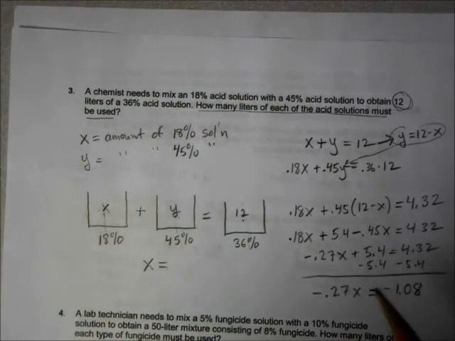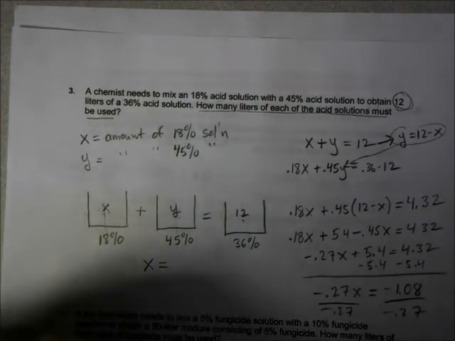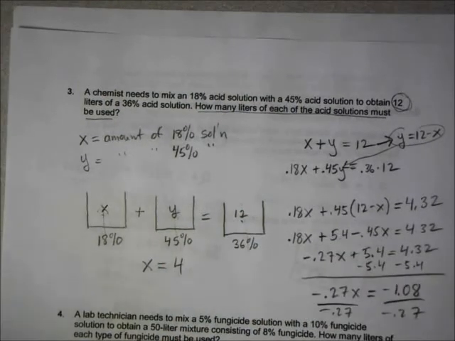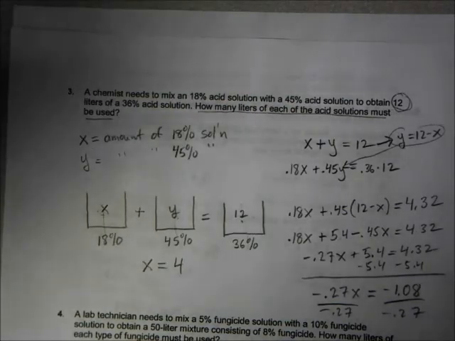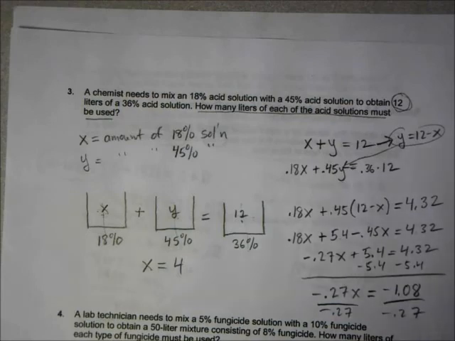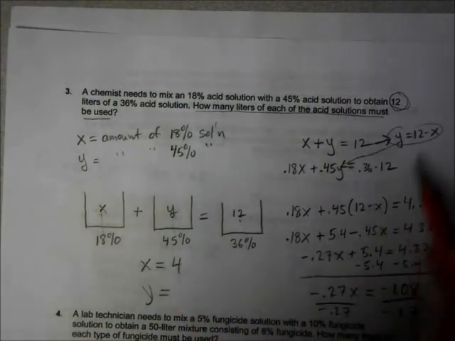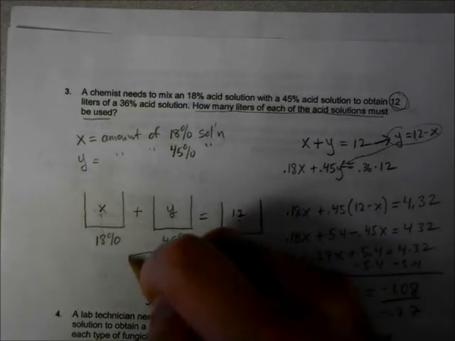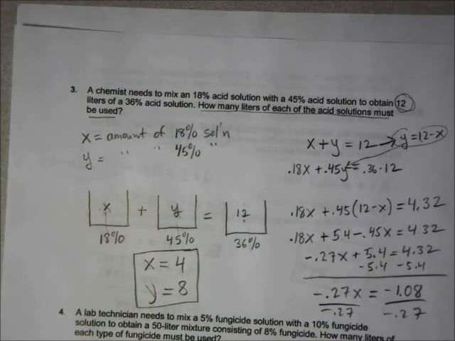So I divide both sides by the negative 0.27. And I do happen to get a nice number. X is 4. But on a mixture problem like this, x doesn't have to be a nice number. You could end up with a fraction or a decimal, and that would be okay. Since x is 4, y has to be 12 minus 4 is 8. Oh, so I think I said 8 and 4 at the beginning. I just had the numbers wrong. It was 4 and 8. Lucky guess.